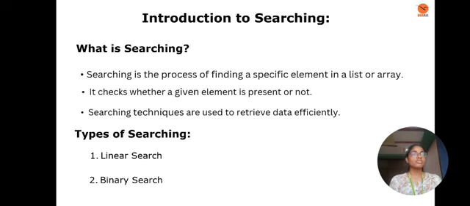Firstly, introduction to searching. What is searching? Searching is the process of finding a specific element in a list or array. It checks whether a given element is present or not. Searching techniques are used to retrieve the data efficiently. Types of searching: there are two kinds of searching. They are linear search and binary search.